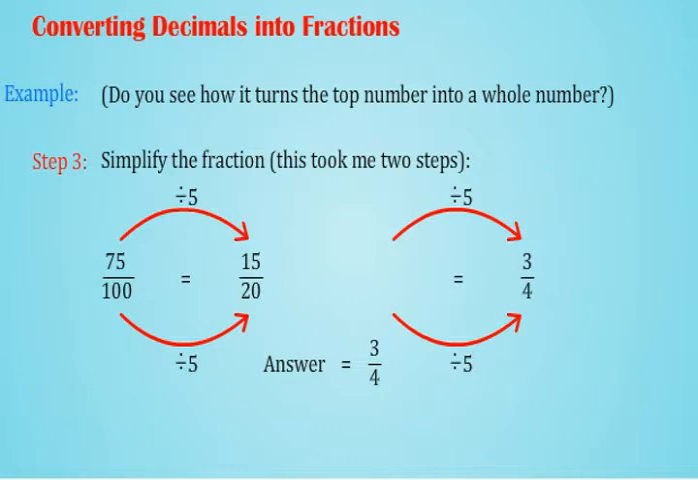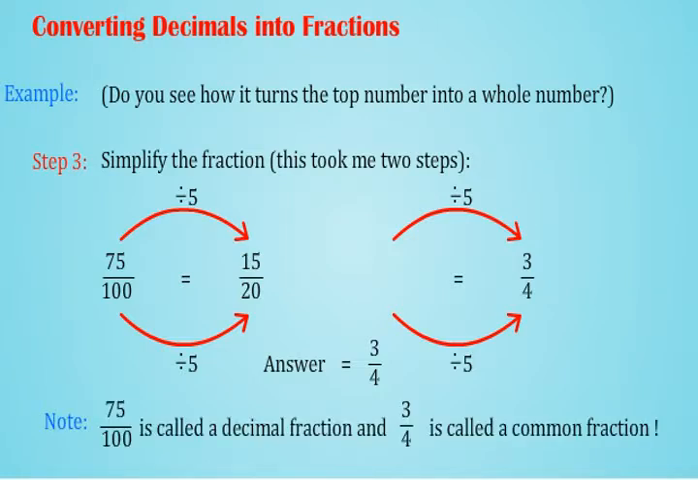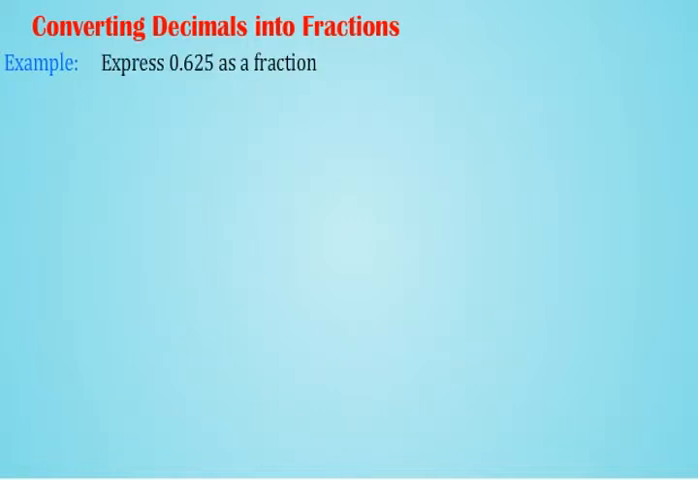This took me 2 steps. Answer is equal to 3 by 4. Note, 75 by 100 is called a decimal fraction and 3 by 4 is called a common fraction. Example, 3 by 4 is called a common fraction.